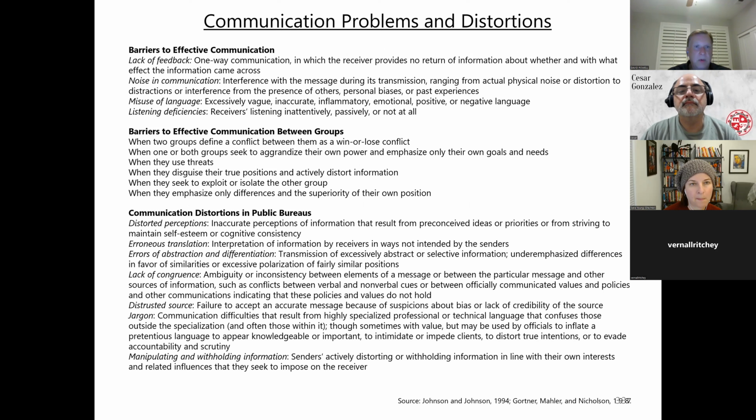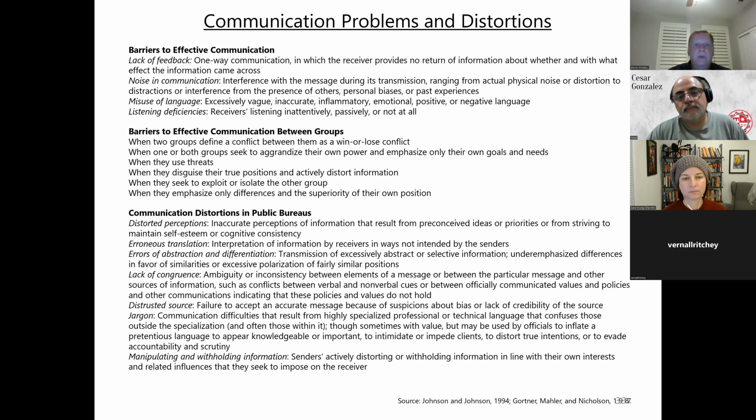Some of the barriers to effective communication: when you don't have feedback. This is especially true when you're communicating in the performance evaluation process. When there's noise in communication, so there's just so much going on that the message is not getting through. Misuse and misunderstanding of language. Again, this is why sometimes emails can be problematic, because people read emails with a tone that may not actually be there. There are sometimes listening deficiencies where people just don't want to listen to other opinions outside of their own. We know groups can have difficulty engaging and communicating with each other.